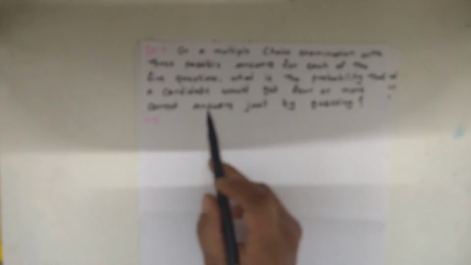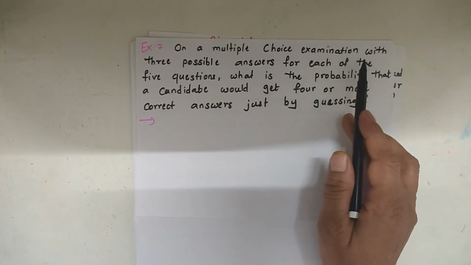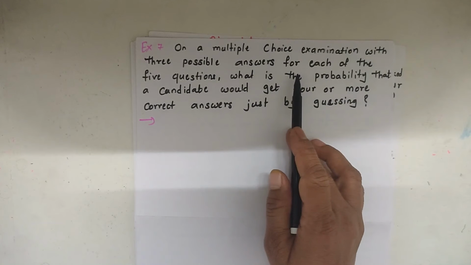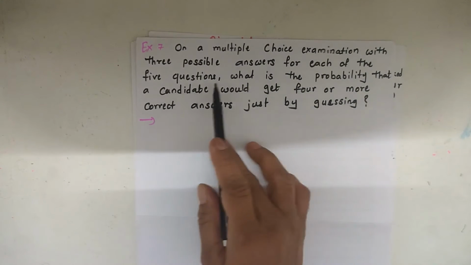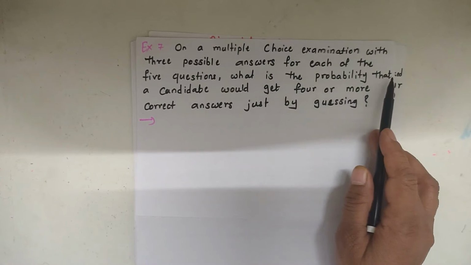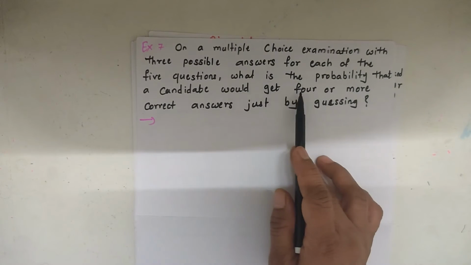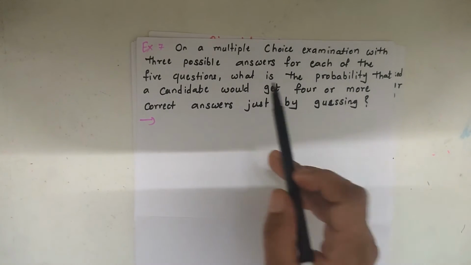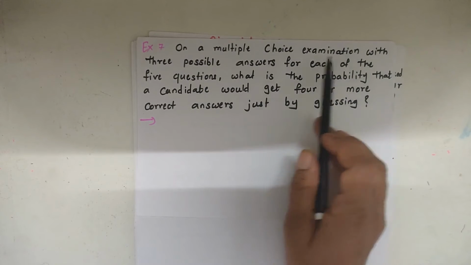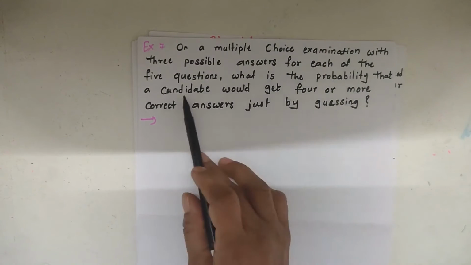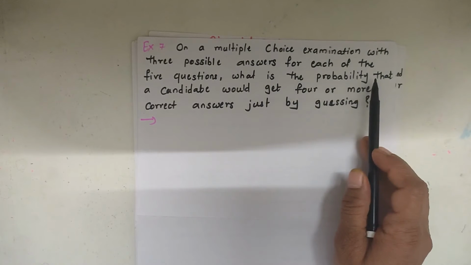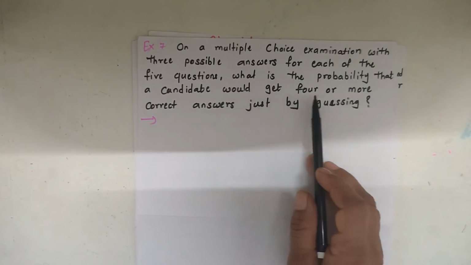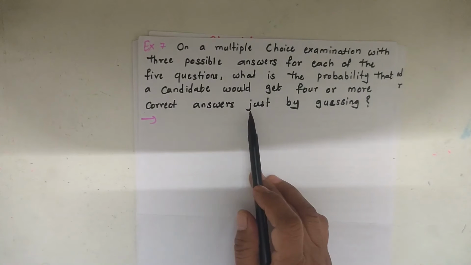Now let's see the next example, example number 7. On a multiple choice examination with 3 possible answers for each of the 5 questions, what is the probability that a candidate would get 4 or more correct answers just by guessing? Here, a multiple choice examination with 3 possible answers for each of the 5 questions, and we have to find the probability that a candidate would get 4 or more correct answers.